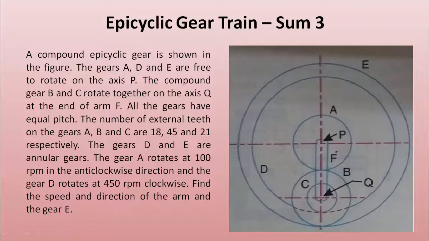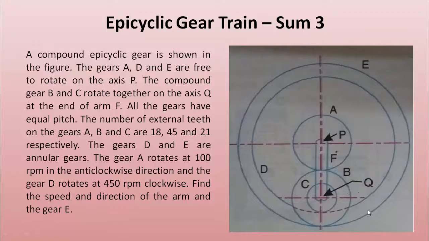So this is the third sum on epicyclic gear train that we will be seeing. This is slightly complicated. If you look at this closely, this is your gear A. Gear A is meshed with gear B. These are externally meshed. And gear B and gear C are compounded together. That is, gear B and gear C are on the same shaft, so they will have the same RPM.